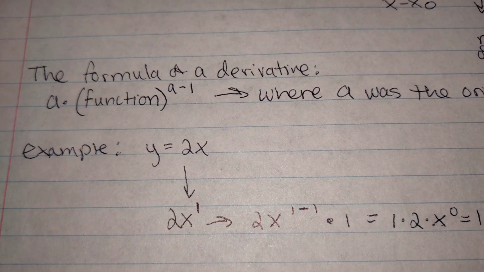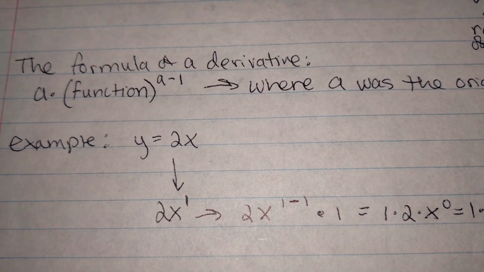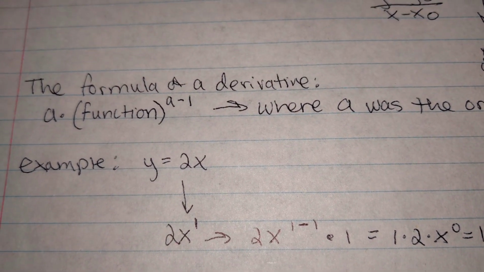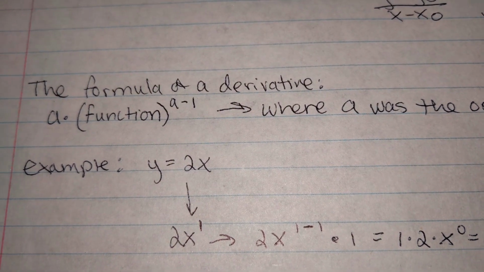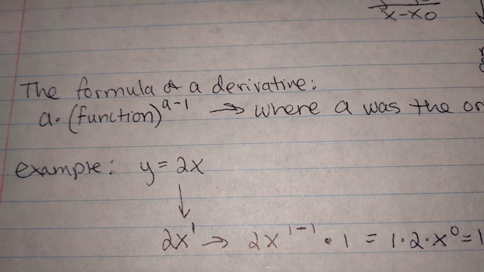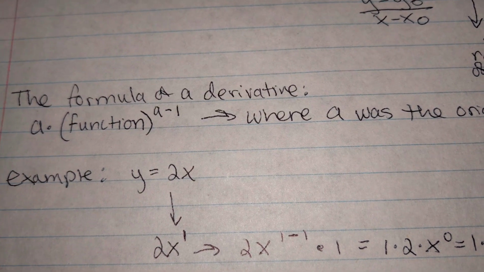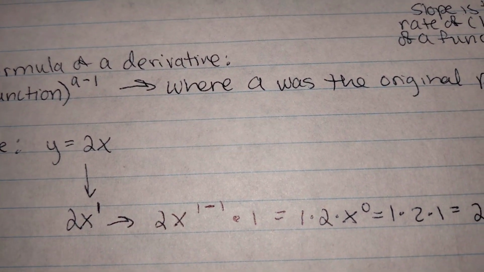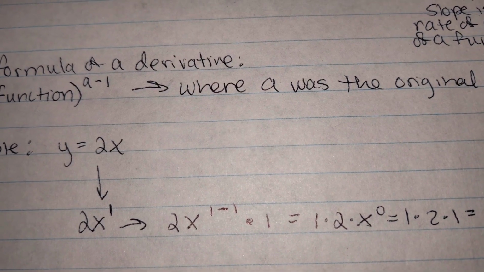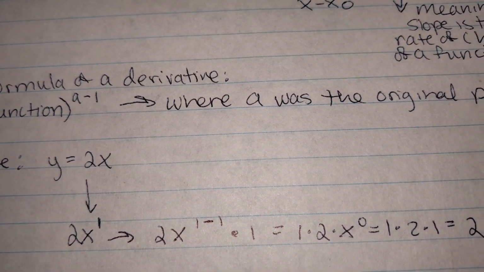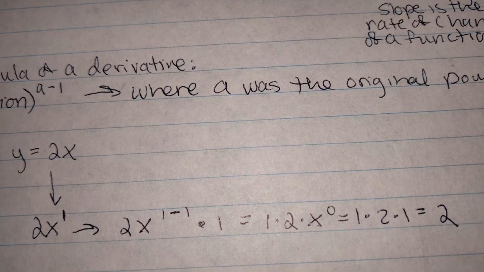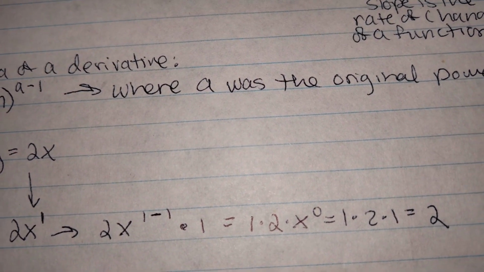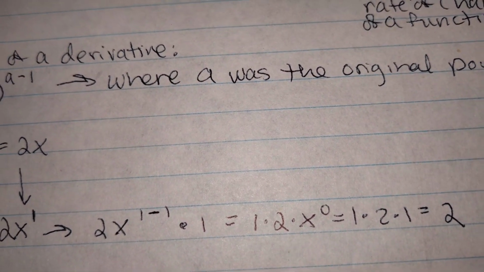Now, if you were to apply the derivative formula, you would have 2x to the power of 1 minus 1, because a is 1 in this situation, and you would multiply it by a, which is again 1. And that is equal to 1 times 2 times x to the 0, which means that x to the 0 is just equal to 1. So that means it would be 1 times 2 times 1, which is just equal to 2.